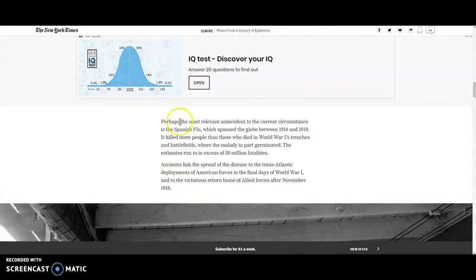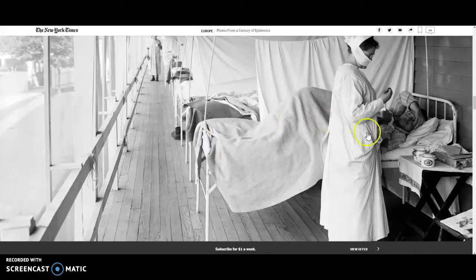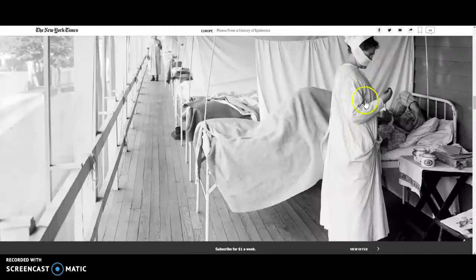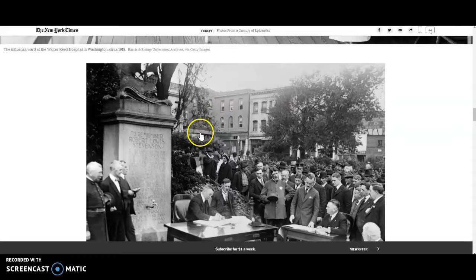That's an ad. That's not an image. Ooh, here's an image. Look at that guy's face. He is not feeling well. He is sick. And that's an interesting face mask thing. We're all worried about producing respirators, and look at these guys. They just take cloth and tie it around their face. An influenza ward at Walter Reed Hospital in Washington circa 1918.